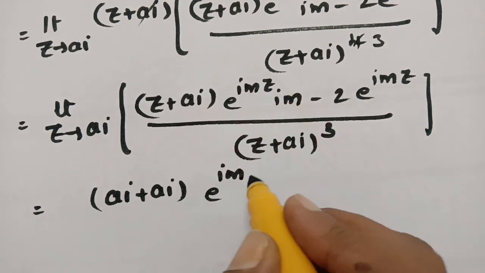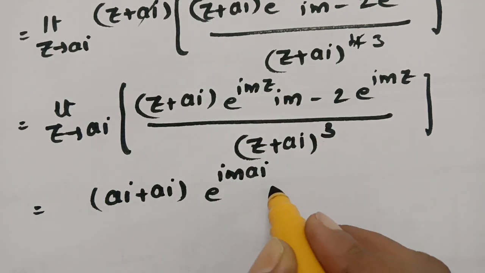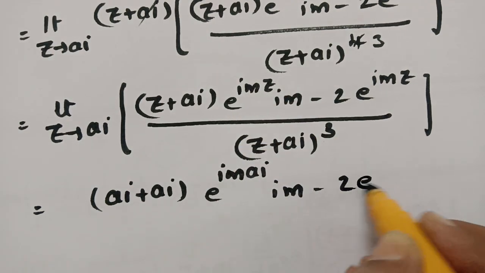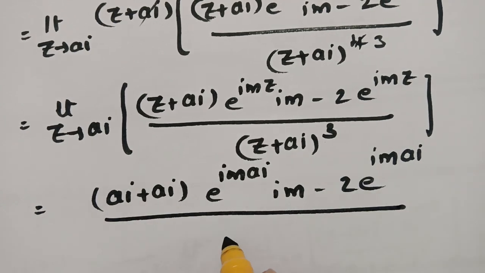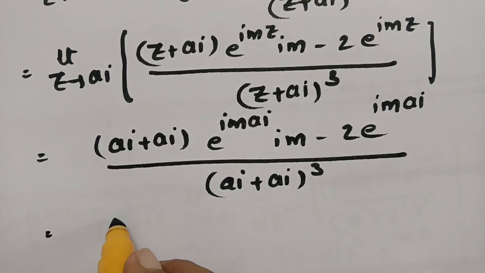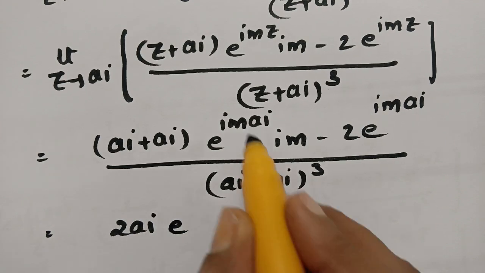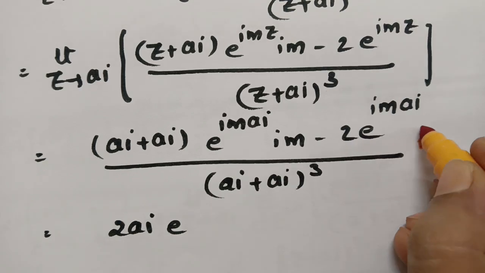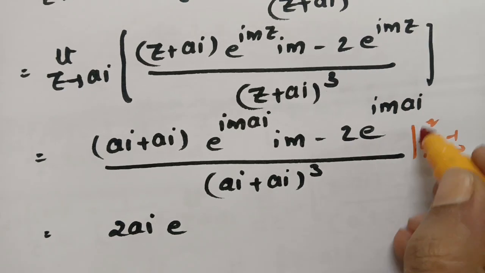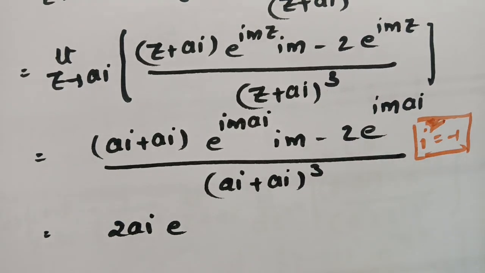In place of z, if I keep ai, this is im minus 2 times e power im into ai by (ai plus ai), this value whole cube. So this is going to become 2ai e power i square value here. It's already known that wherever you find i square, please write minus 1.